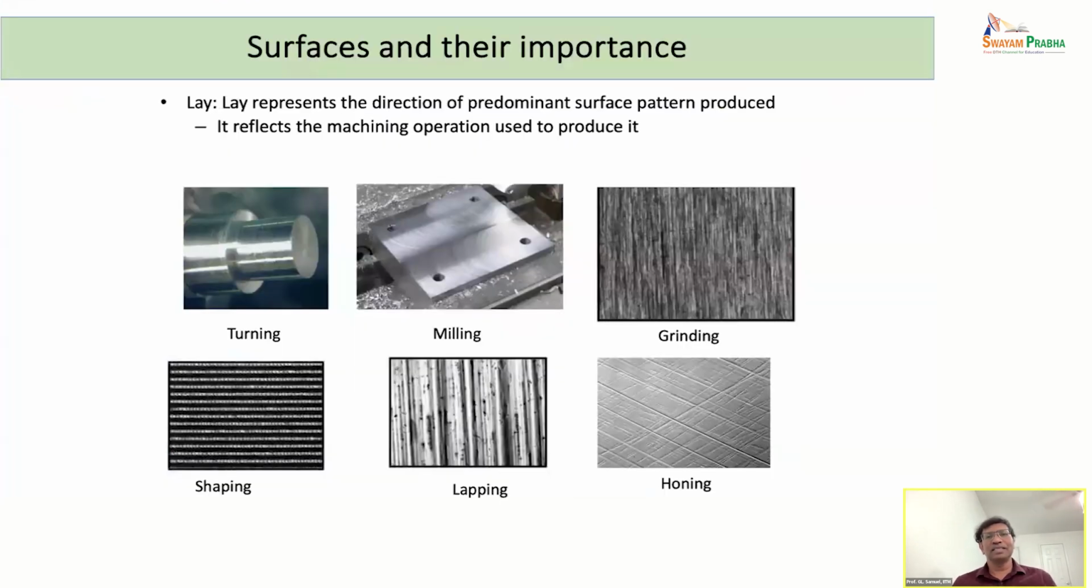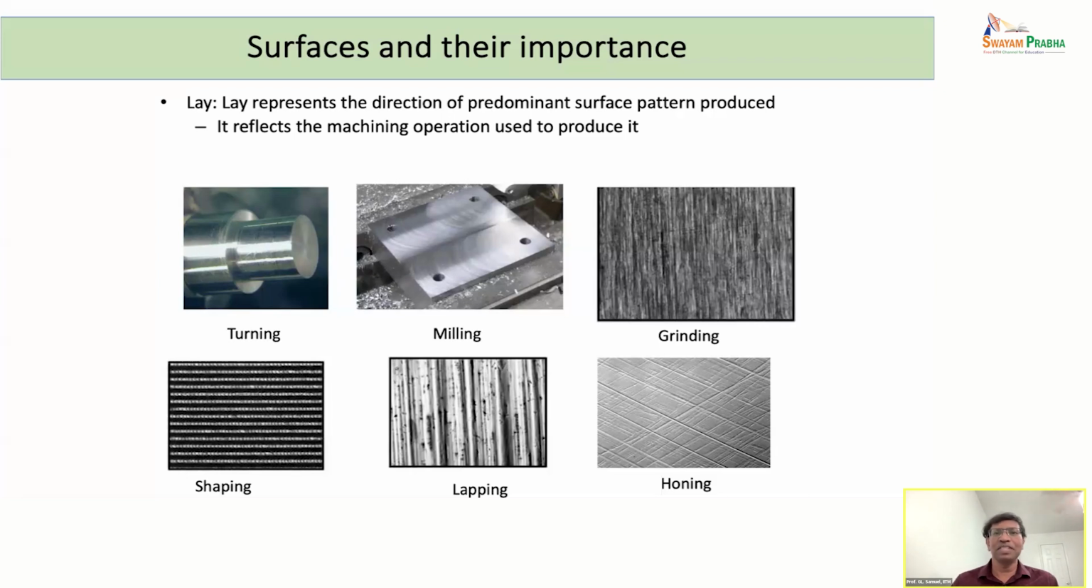Now, when we look at engineering components, the surface plays a very important role. Also, when you look at surfaces, their character plays a very important role in telling about the machine tool. And when you put these components to use, the surfaces which come in contact or are exposed play a very important role.